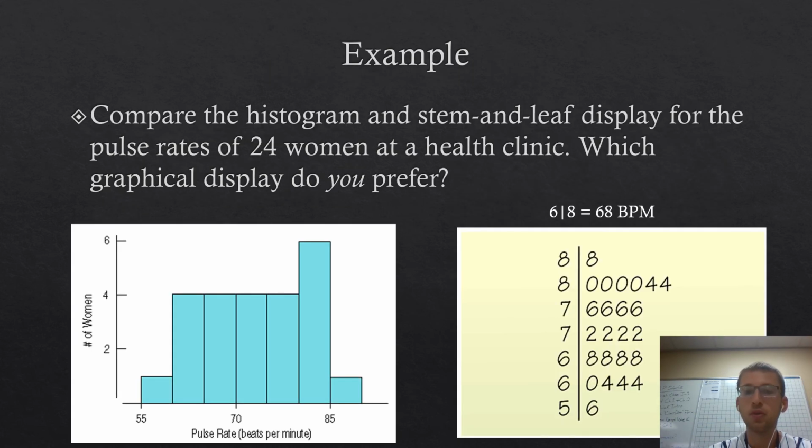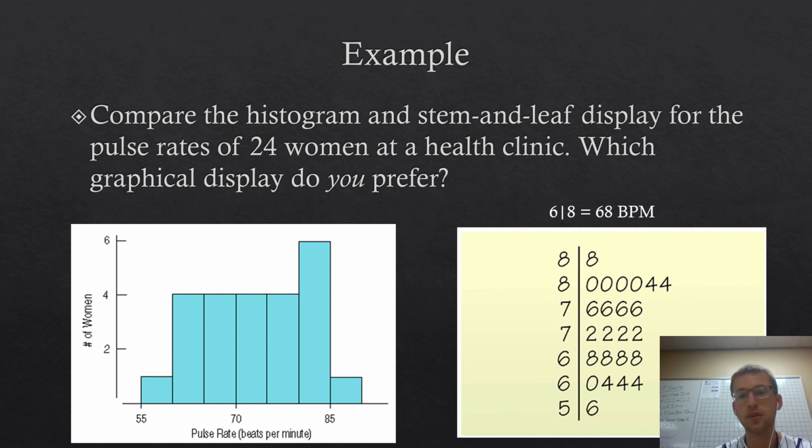As an example, we have a histogram and a stem and leaf plot of the exact same set of data. So we have resting heart rate for 24 women at a health clinic. Think about which one you prefer. There's not really a right or a wrong answer, but which one do you think is more useful for these 24 women in this data set?